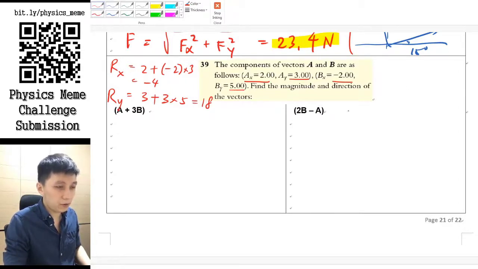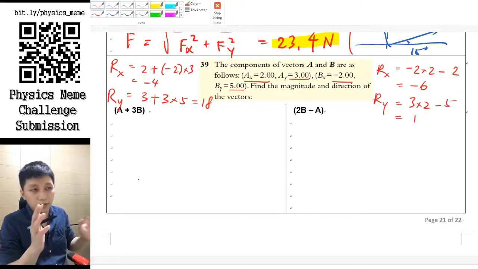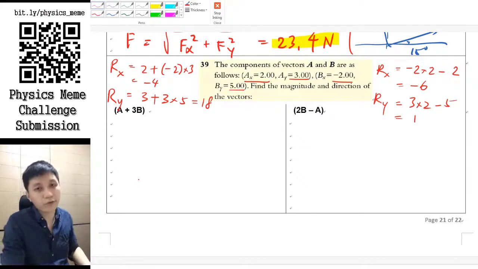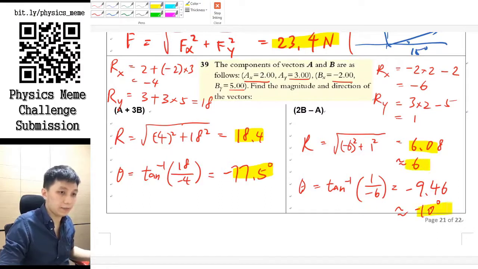Similarly for the right-hand side, x would simply be 2b, so negative 2 times 2 minus a, so minus 2, that's going to be negative 6. For y, it is going to be 3 times 2 minus the 5, so 6 minus 5, that means 1. Start with this, and the rest will be the same as the previous question. Because of the time, these will be the answers.